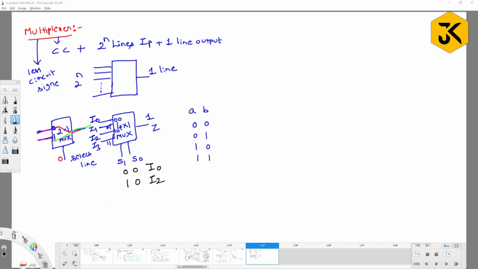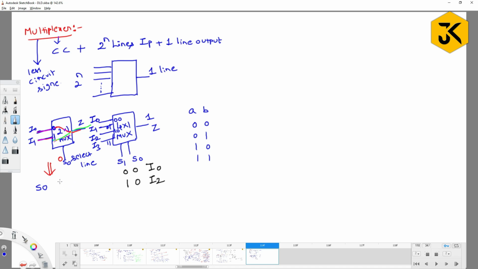So if you are able to observe how this 2 by 1 mux is behaving, if you name the select line S0 and the inputs I0 and I1, what is the output? Z. Output is Z, right? So now can you construct the truth table for this? Yes. How can you construct the truth table? My name for the input select line is S0.